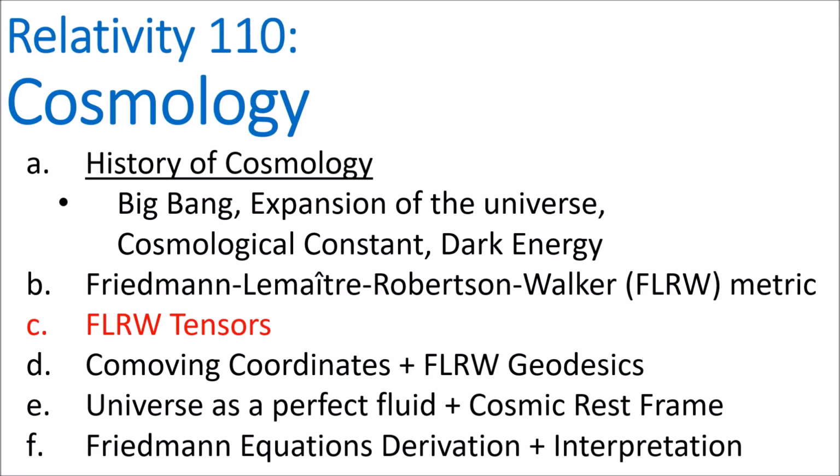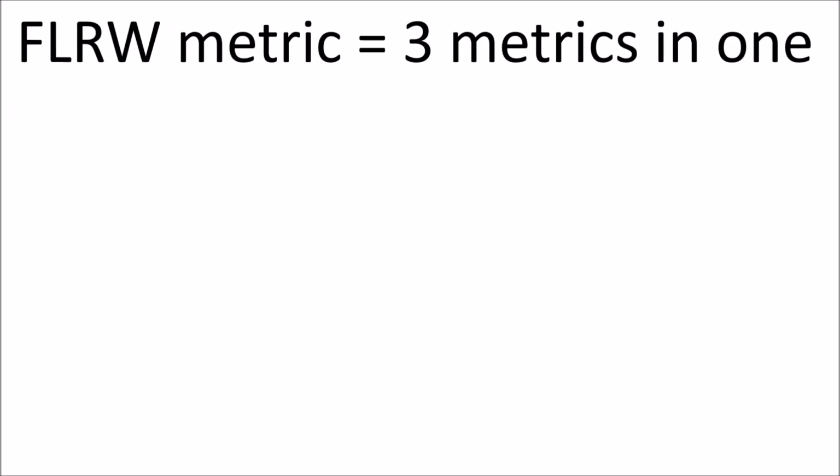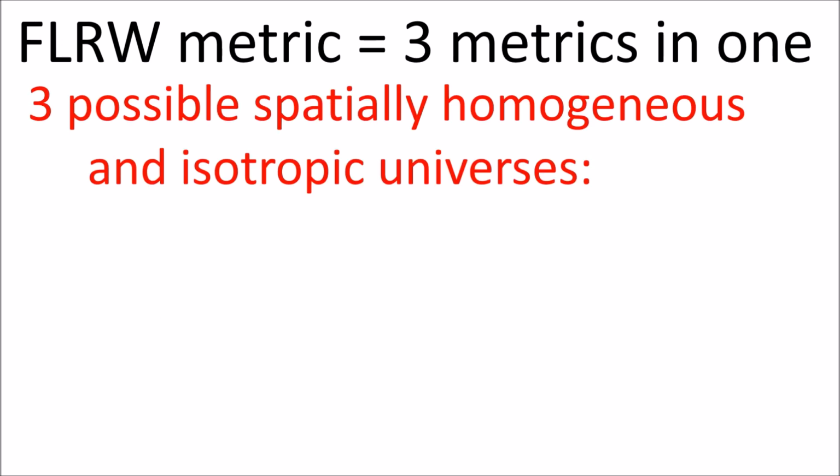In this video, we're going to go through the computation of all the tensors related to the FLRW metric. In the last video, we derived the FLRW metric, which is like three metrics in one for the three possible spatially homogeneous and isotropic universes. These are universes where all spatial points look basically the same, and all spatial directions look basically the same.